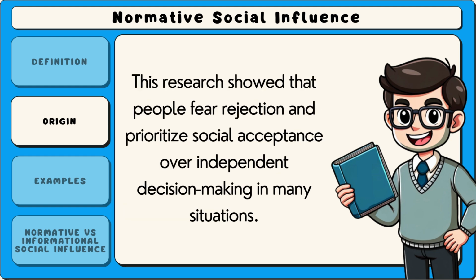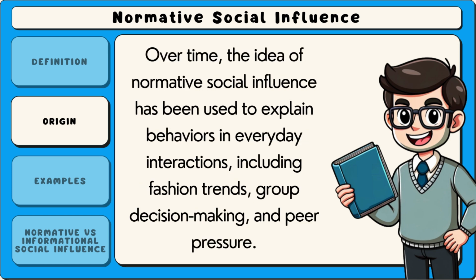This research showed that people fear rejection and prioritize social acceptance over independent decision-making in many situations. Over time, the idea of normative social influence has been used to explain behaviours in everyday interactions, including fashion trends, group decision-making, and peer pressure.